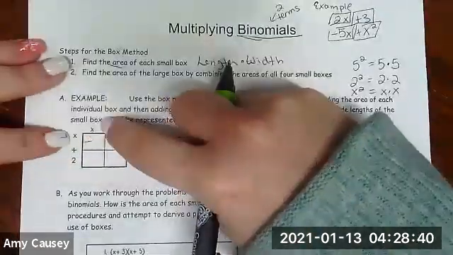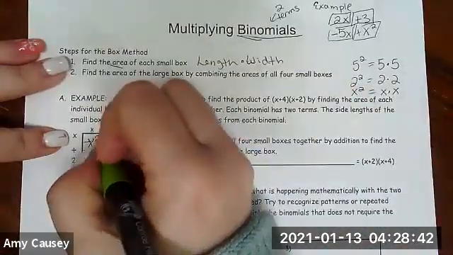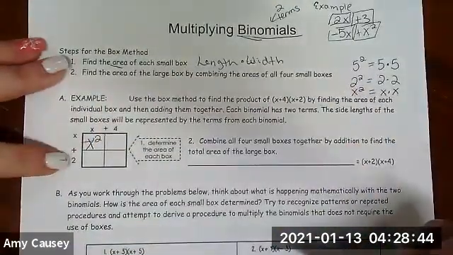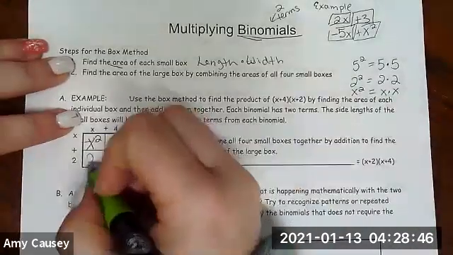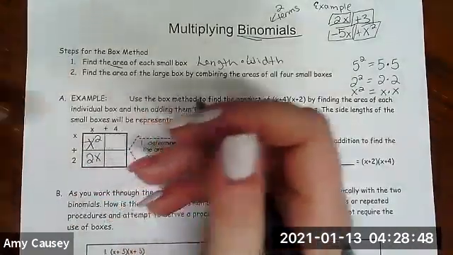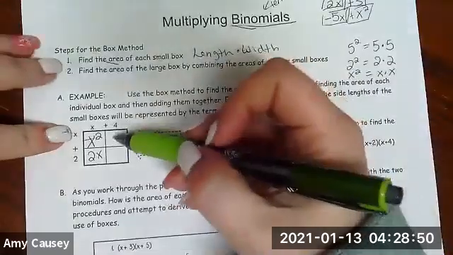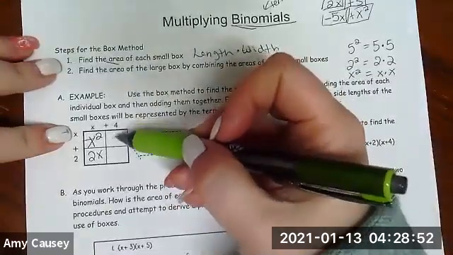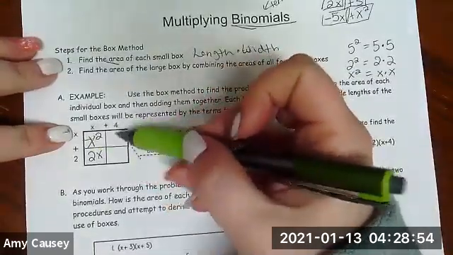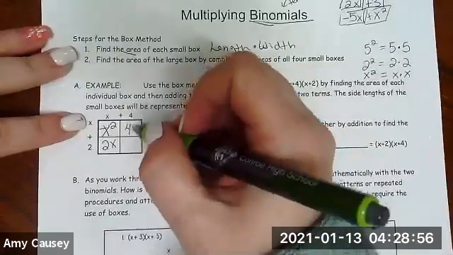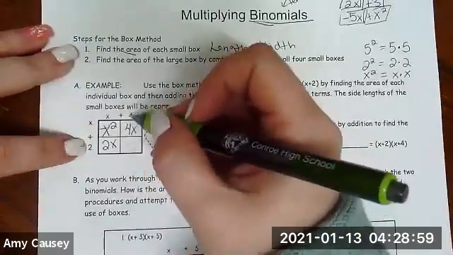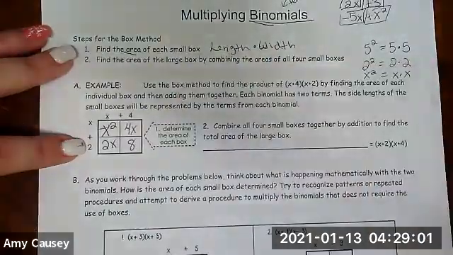So now I have x times x. I write it as x squared. And then I have 2 times x. I'm going to write it as 2x. And then this box, above it is the 4, to the left of it is the x. So we're going to do 4 times x, 4x, and then 4 times 2, 8.